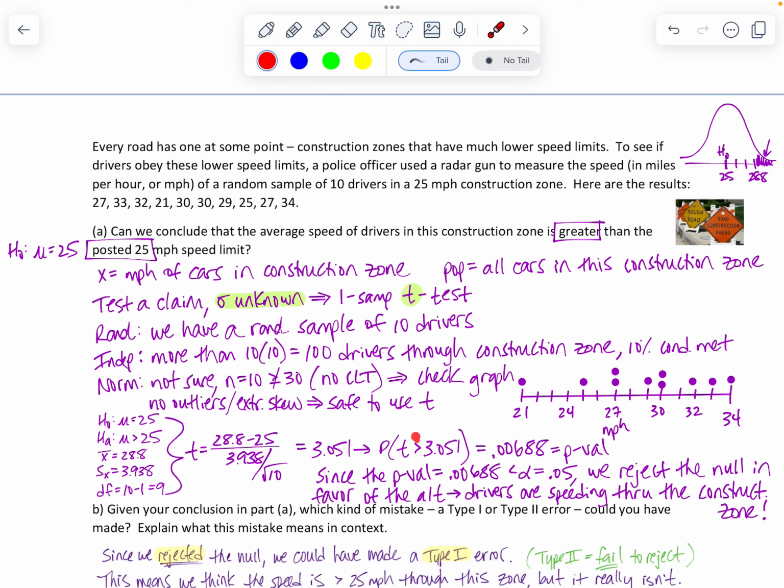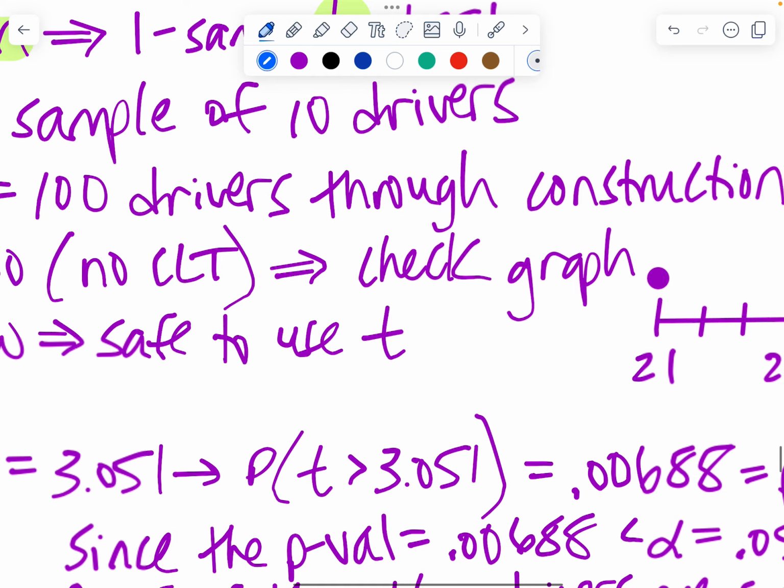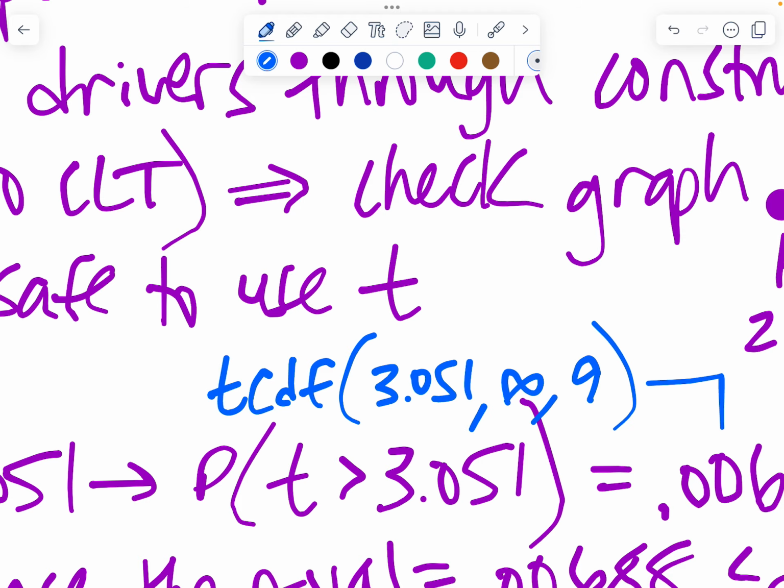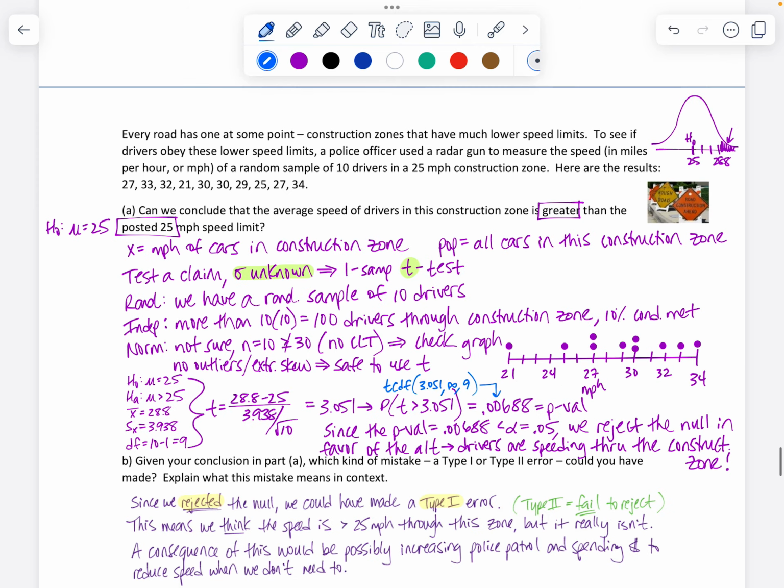Remember, next to normalcdf in your calculator, there's this thing called tcdf. So I'm going to do tcdf in my calculator. Lower bound 3.051 to the right forever with 9 degrees of freedom. And it gave me 0.00688, which is super low. That number is way less than alpha, so we are going to reject the null hypothesis in favor of the alternate.